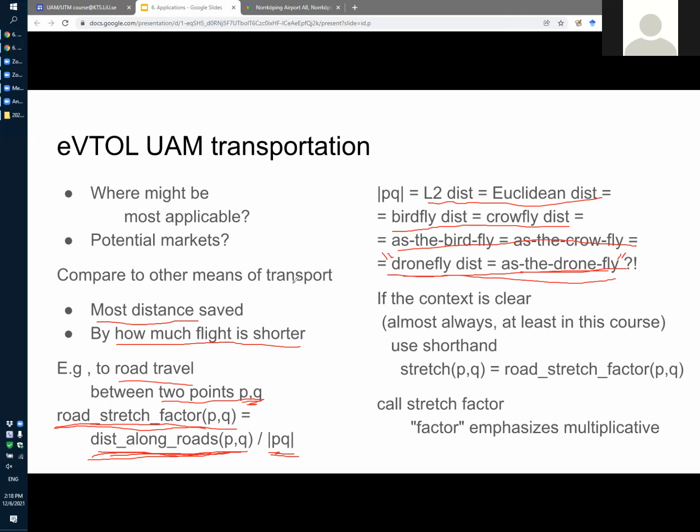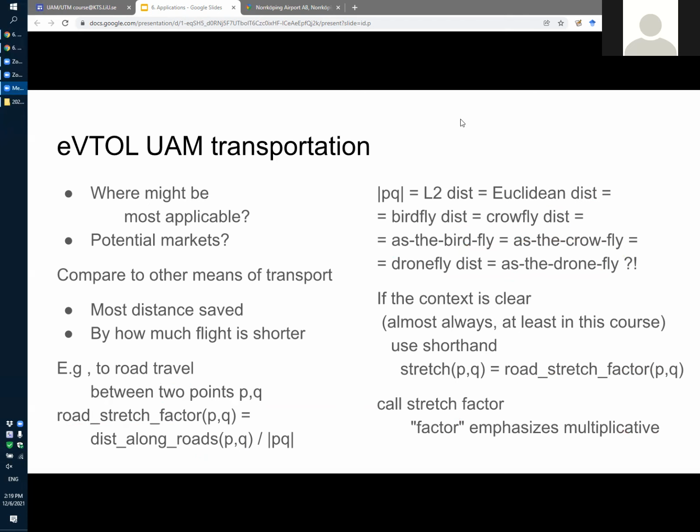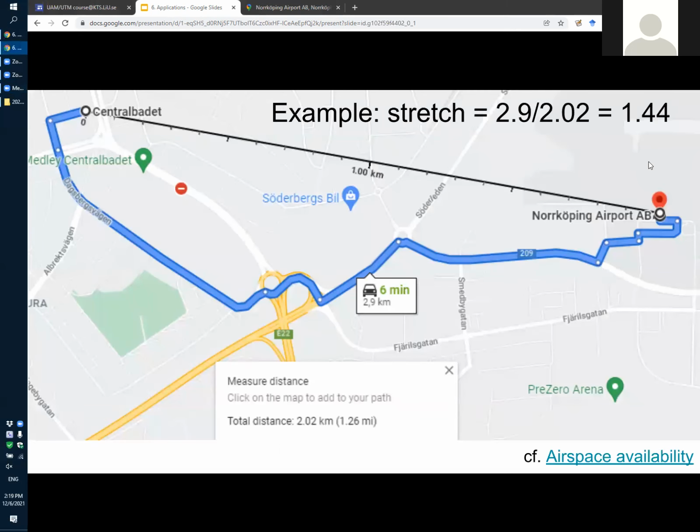And yes, this stretch factor is a factor because it emphasizes that it's a multiplicative thing obtained by taking the ratio of the distance along the roads to the Euclidean distance. Very often we would just say stretch instead of road stretch factor. Although there are different kinds of stretch factors that can be defined, and we will look at one of them, again related to UAM. But before that, let me just give you an example of the road stretch factor.